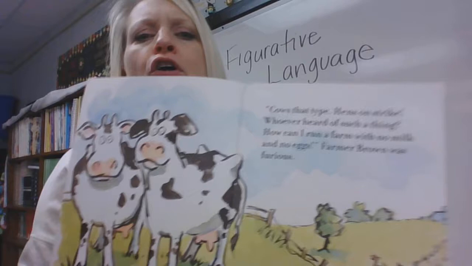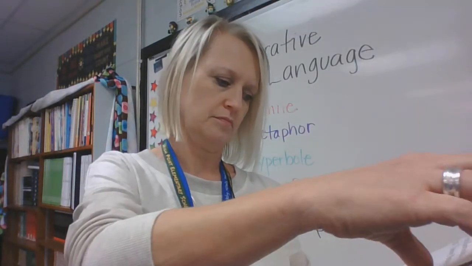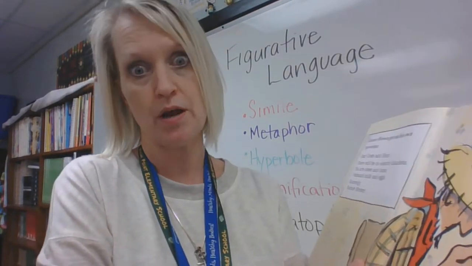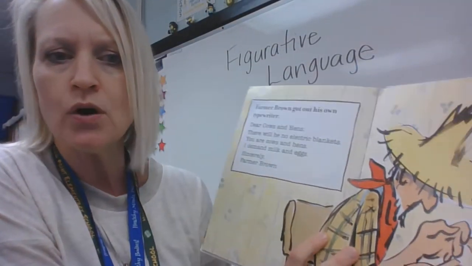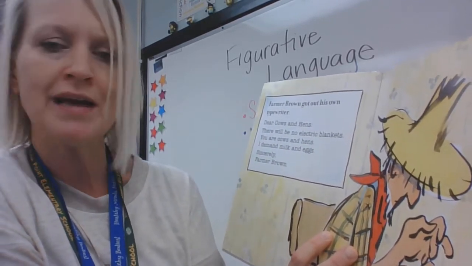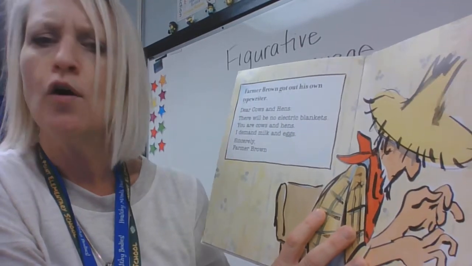Cows that type, hens on strike, whoever heard of such a thing? How can I run a farm with no milk and no eggs? Farmer Brown was furious. Farmer Brown got out his own typewriter. Dear cows and hens, there will be no electric blankets. You are cows and hens. I demand milk and eggs. Sincerely, Farmer Brown.